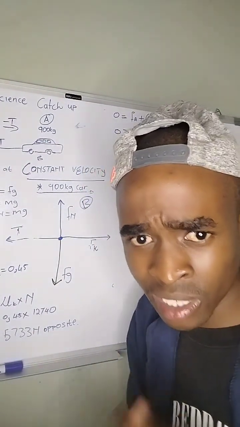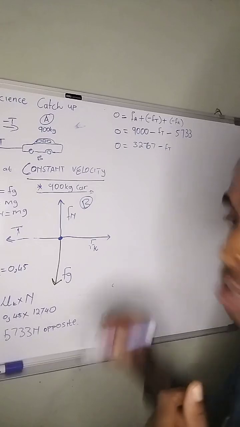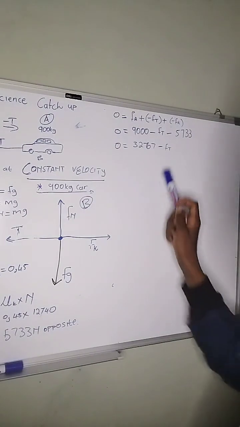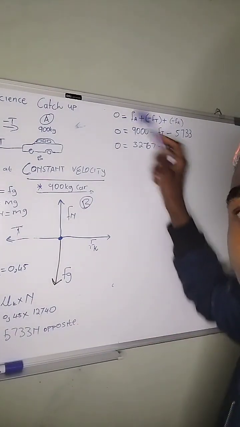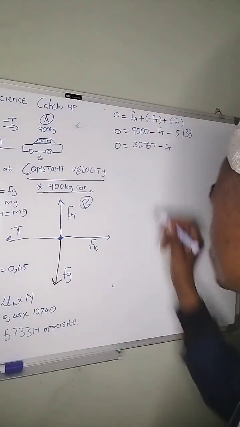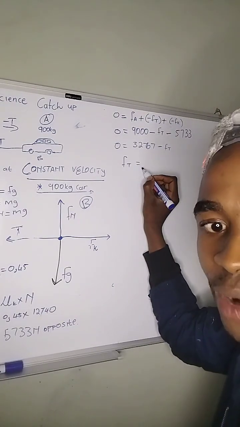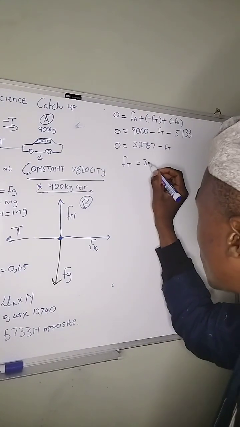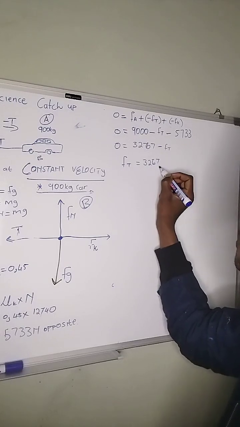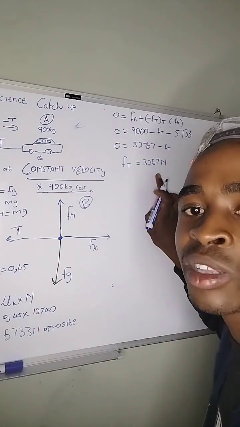Is it negative or positive? Because I can see some people are posting the negative answer. And of which is equal to 0. Is it positive, right? Thank you. So now I'm simply going to transpose this Ft to the other side to change the direction. So I'm going to have my Ft being 3,267 newtons. Which direction? Is it opposite?